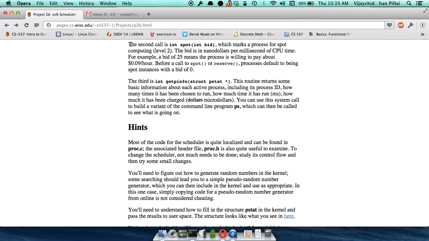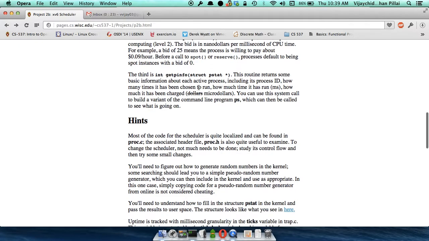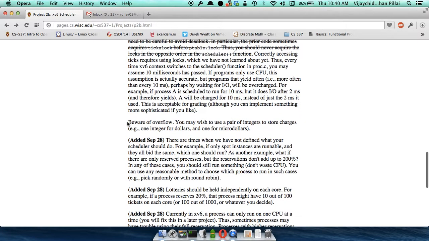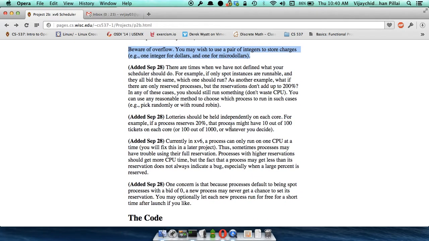So we have our spot system call, which I've already talked about. One thing people have been confused about is when we say, for example, to beware of overflow and use a pair of integers. What we're saying is that the charge is usually in nanodollars per millisecond. So if a reserved process has a rate of 100 nanodollars per millisecond, that means that if it runs for 10 milliseconds, it's going to accumulate 1,000 nanodollars. And if we run for 10 seconds, it's going to accumulate more. It's very easy to accumulate so many nanodollars that you actually overflow the integer.